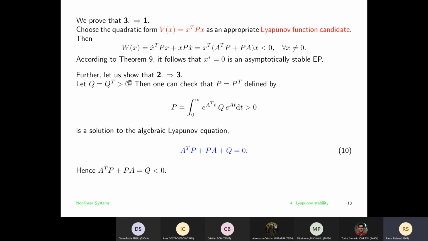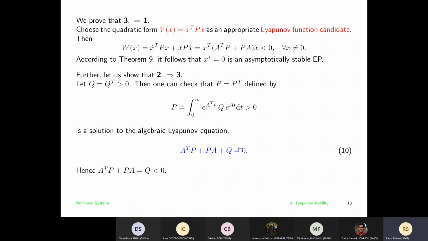And now for the other one, you look at 2 implies 3. Because A is stable, you take any Q, you write P, and because A is stable, this improper integral converges. So this is a positive definite matrix. And if you introduce it into that equation, you will see that the equation is verified. And that's it. It's a simple proof.